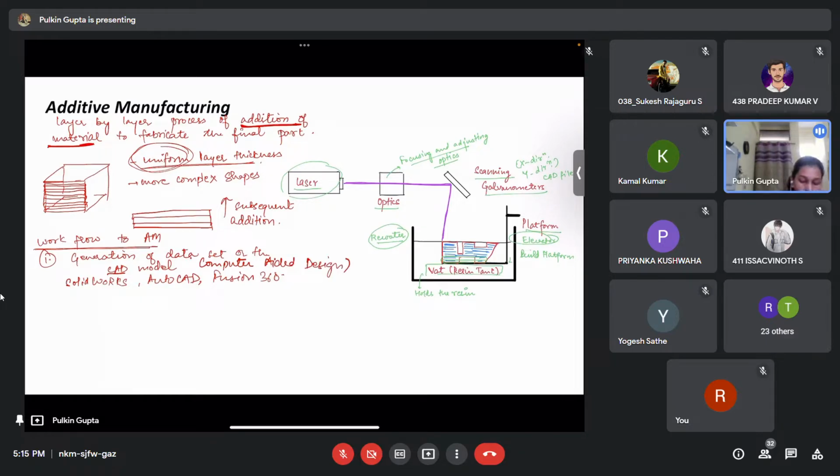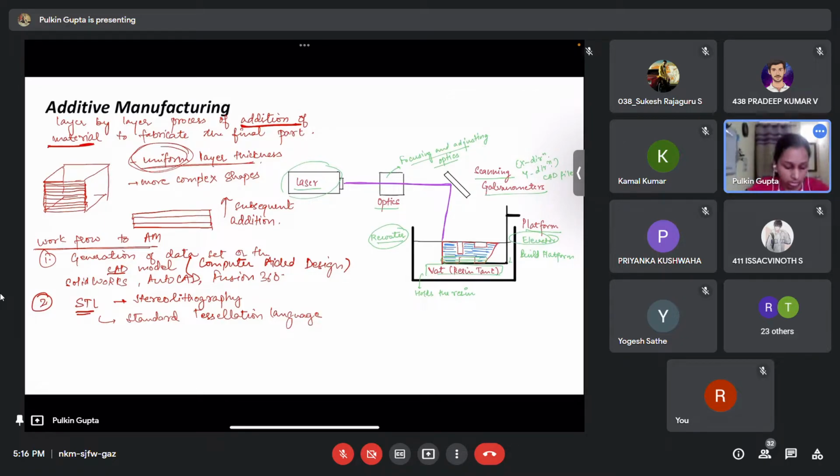Now, once you have this CAD model, you need to convert this into STL format. STL stands for Stereolithography or Standard Tessellation Language. Okay, so what happens in this is, when you convert your CAD model to an STL, it stores the surface information.